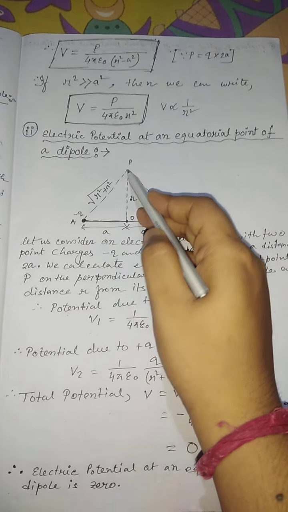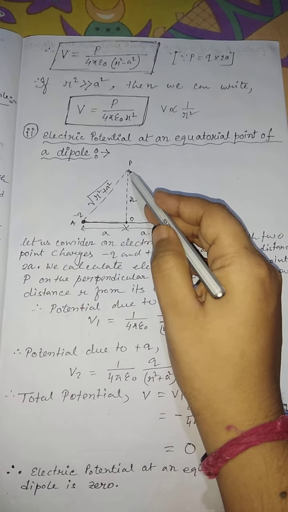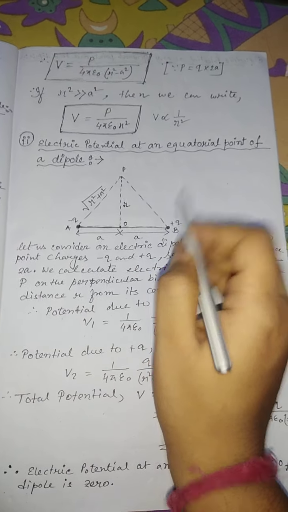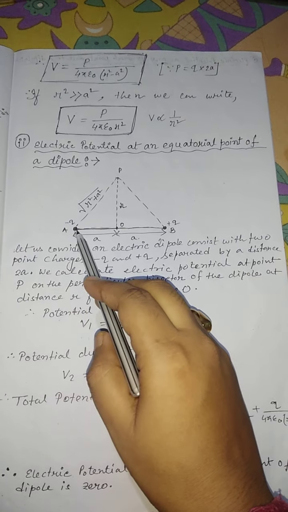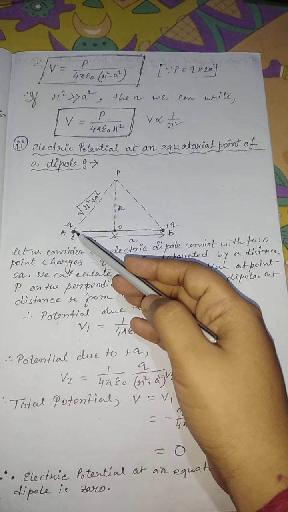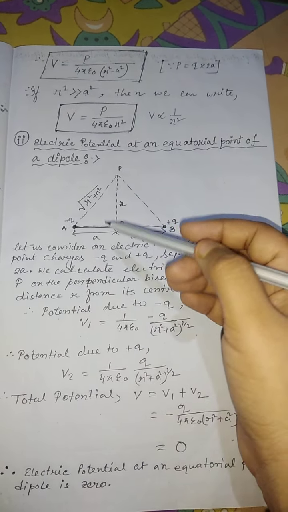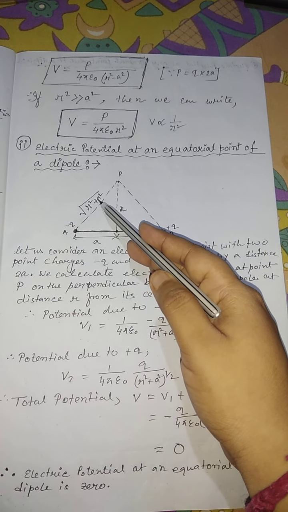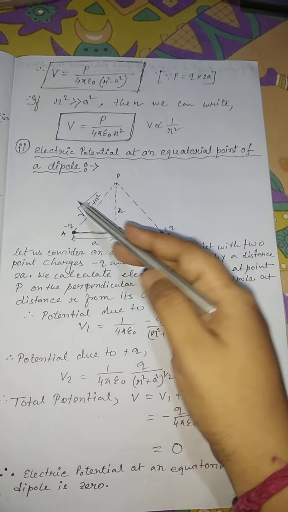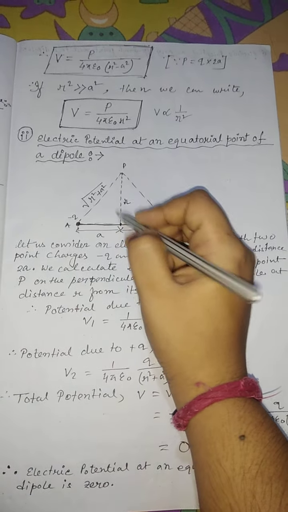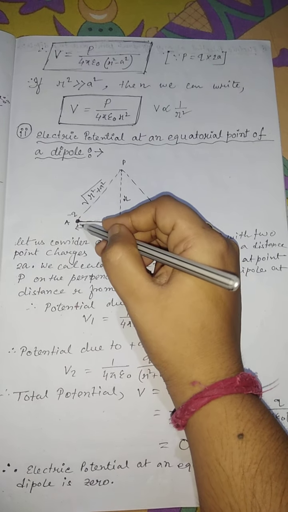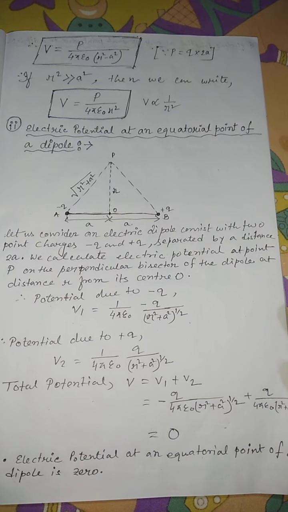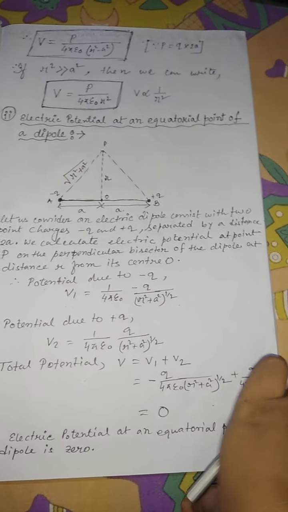So at point P at a distance r from its center, we calculate the electric potential due to this electric dipole. First we find the electric potential due to minus q, that is V1 equals 1 by 4 pi epsilon naught times minus q by (r square plus a square) to the power half, because this is a right angle triangle, so this is the hypotenuse. If this is a, this is r, so this will be root over of a square plus r square from the Pythagoras theorem.